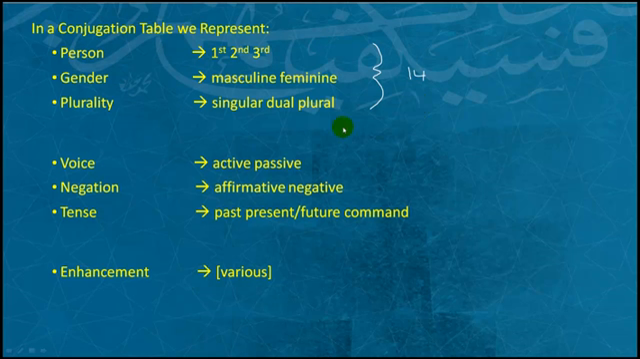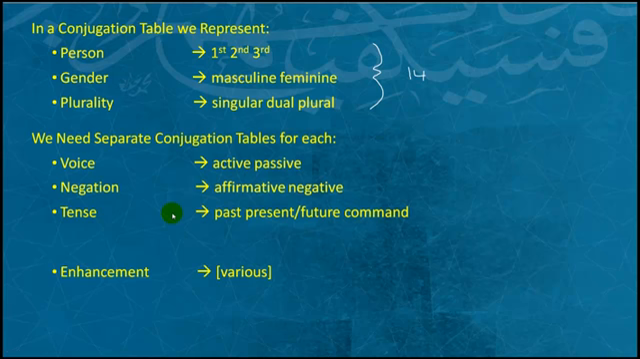Now, we will need separate tables to express voice, active and passive, negation, affirmative or negative, and tense, past or present and future. For example, we would need one entire conjugation table for the active, negative, past tense, and a separate table for the passive, affirmative, future tense, and so on and so forth. Believe it or not, there are nearly 50 conjugation tables in Arabic to reflect both voices, both affirmations, and all the various tenses and subtenses.